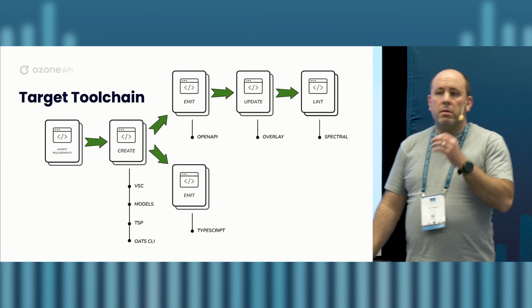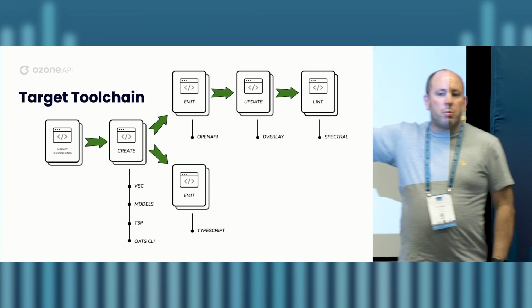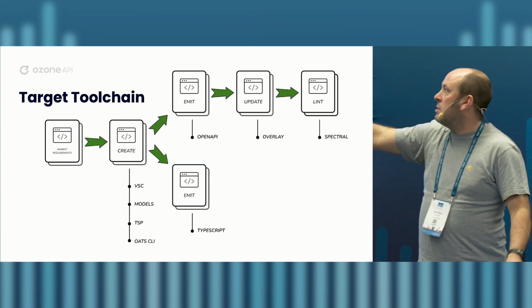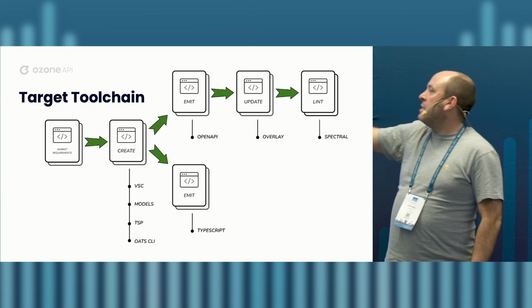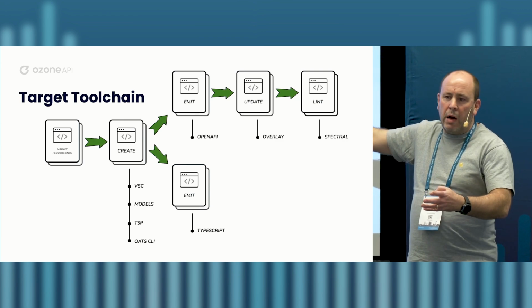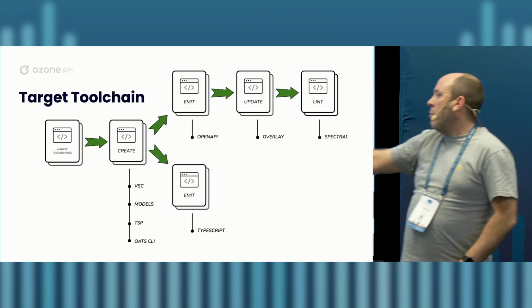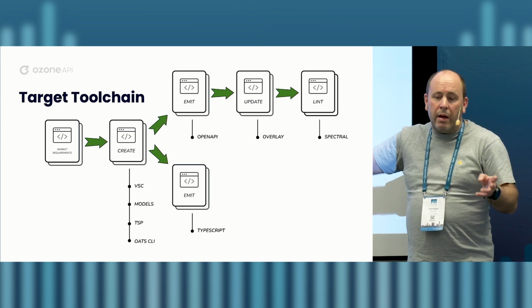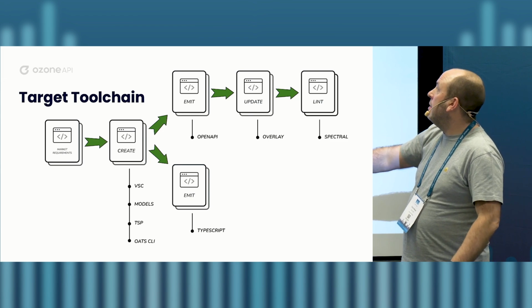So our toolchain looks like this. On the left is market requirements. We always start with market requirements. I've been told to stop, so I've got to go quick. The next thing we do is we create standards. Visual Studio Code is how we author TypeSpec. We use our models, the TypeSpec compiler, and then our OpenAPI to TypeSpec converter is called OATS, the OATS CLI.